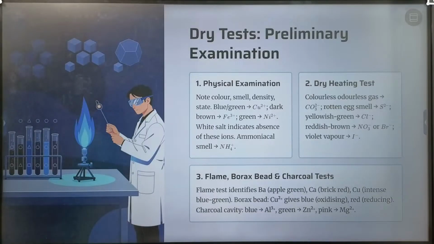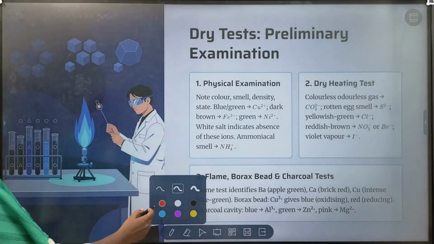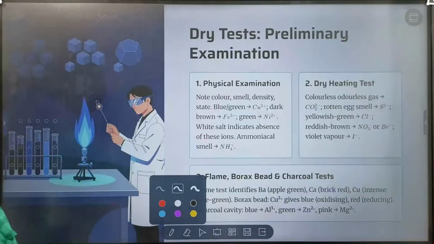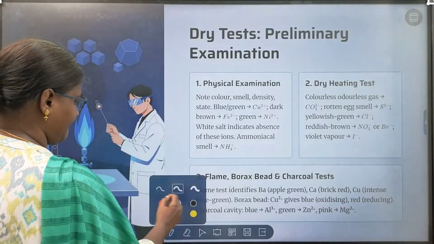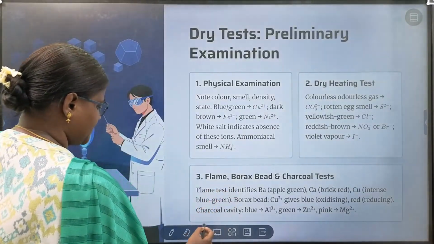So the next one, we move on to the flame test, or borax bead test, or the charcoal test. And these tests involve some of the basic chemical components, or the chemical process involved in the process. So for example, if you consider the flame test.